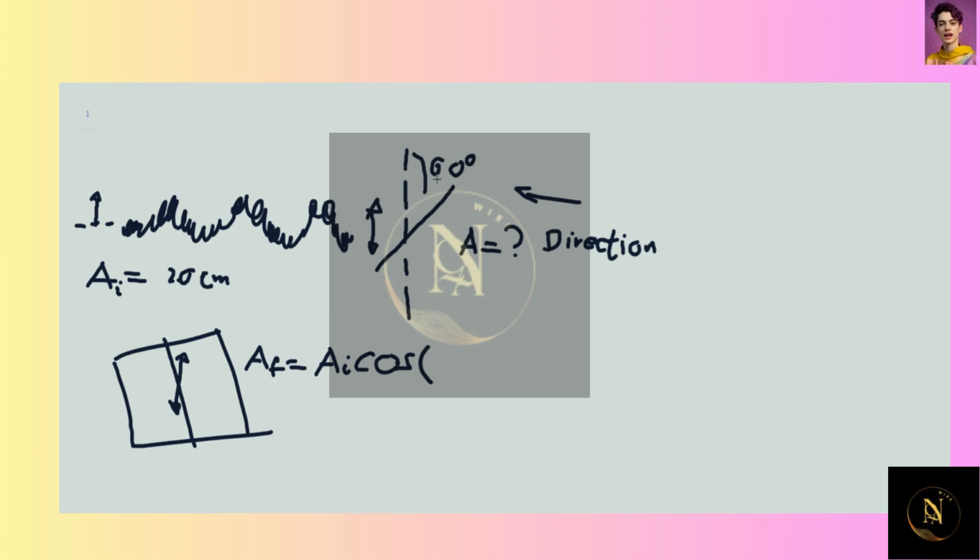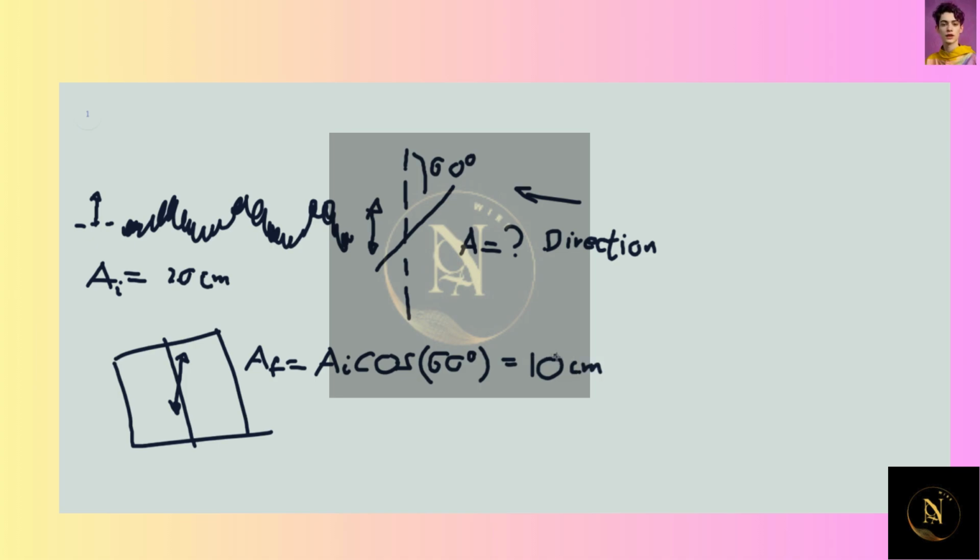So here we're told that this angle is 60 degrees because we know that the wave is vibrating vertically, and we know that the slot is making a 60-degree angle with the vertical. And so we just put that value in here, and we find that this gives us 10 centimeters.